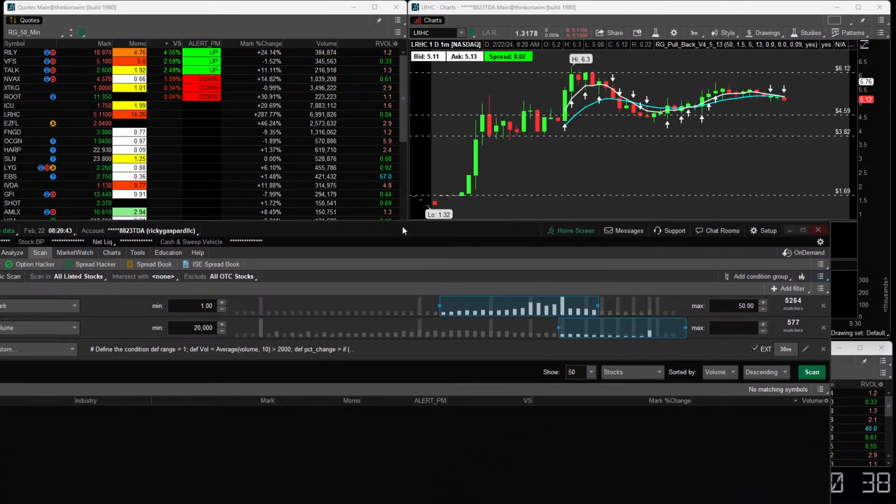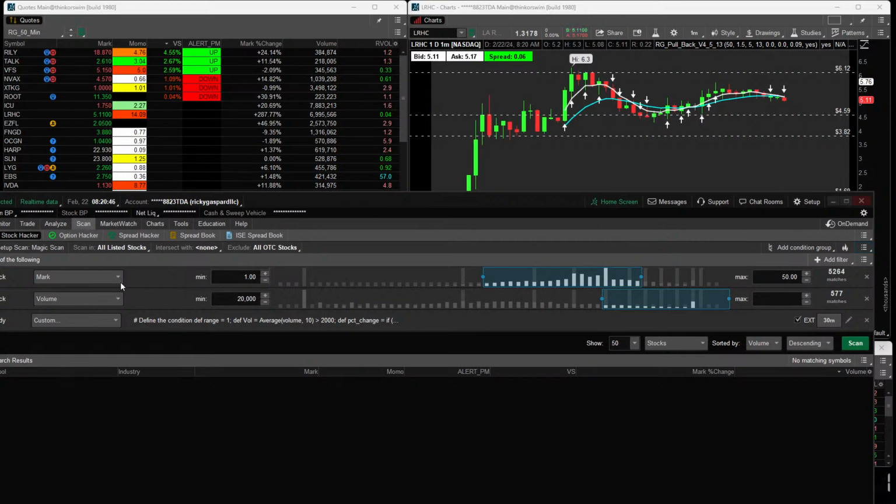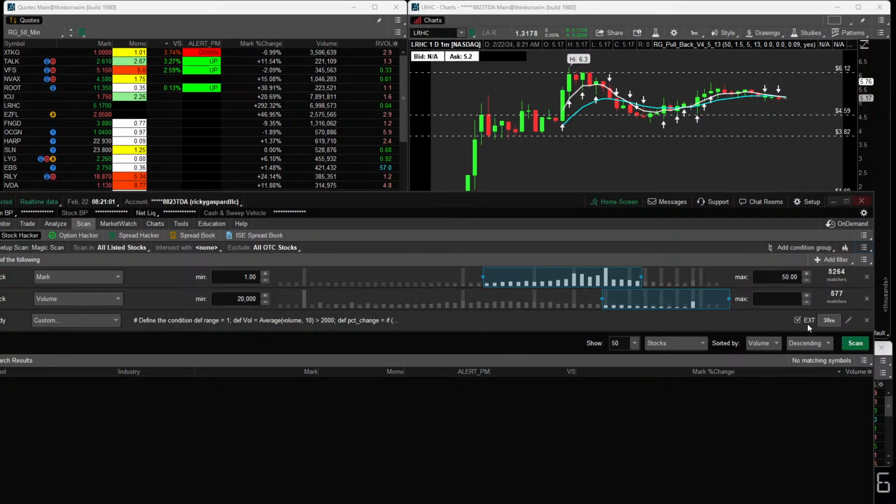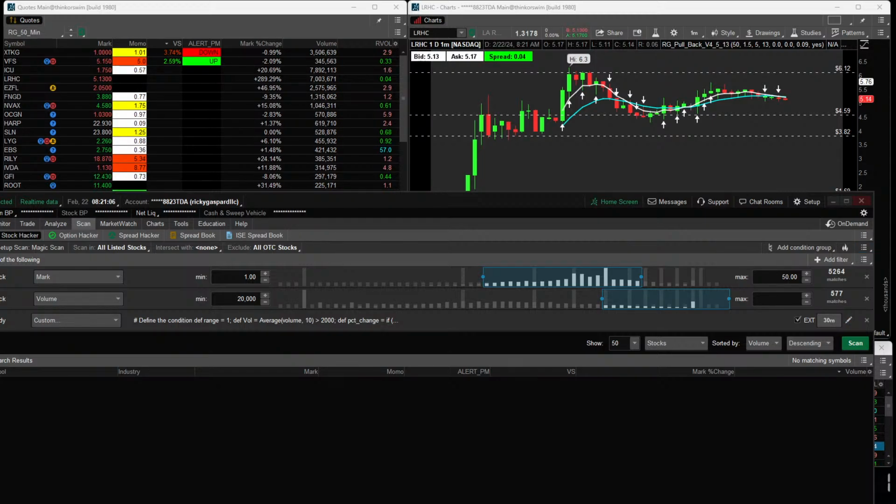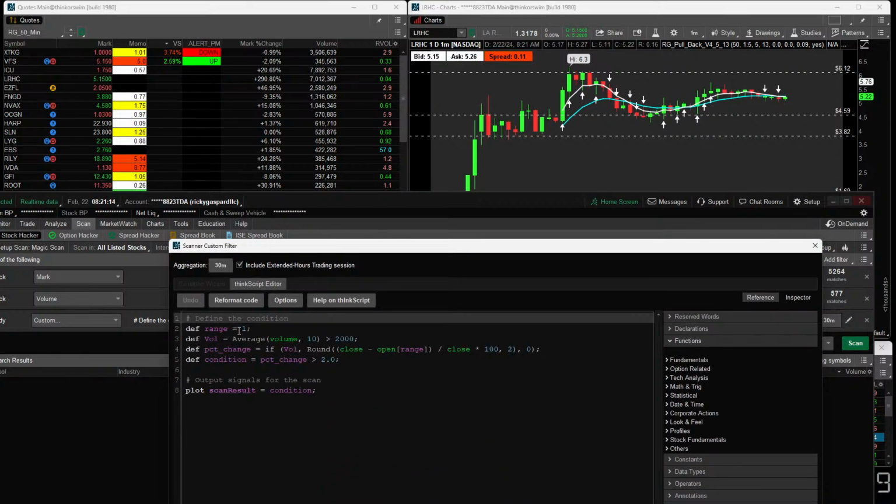So let's do this pretty quickly. I have $1 on Mark. Mark is the price. I have 50 on the maximum price, 20,000 shares. I'm on 30 minutes with extended hours checked. And let's see if I changed any of the code. You can check the code by clicking this pencil. And up here, I have 1 in the range and 2,000 on the volume.